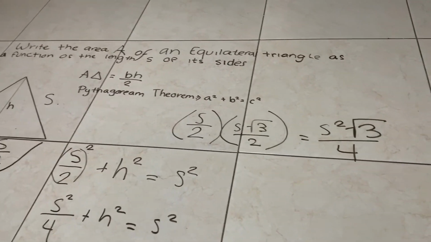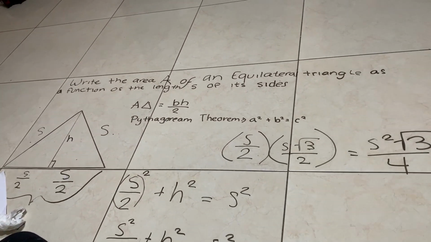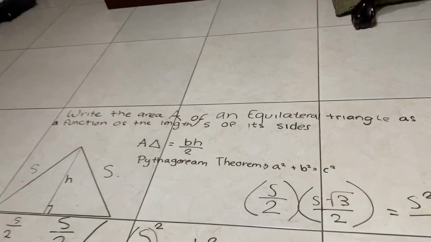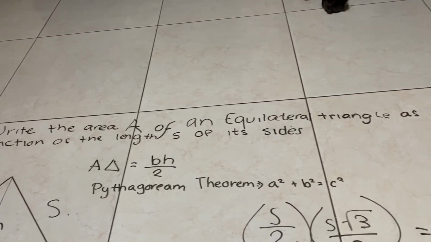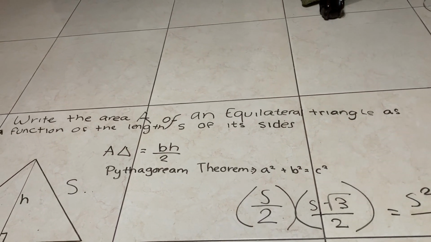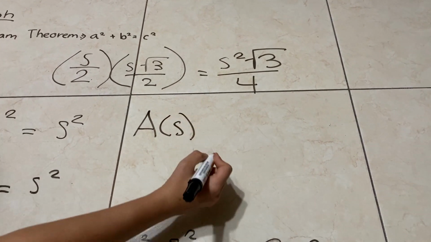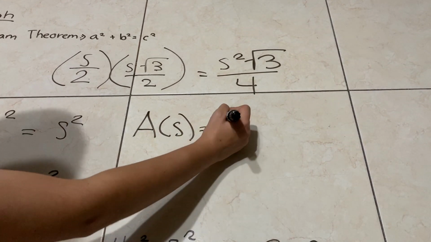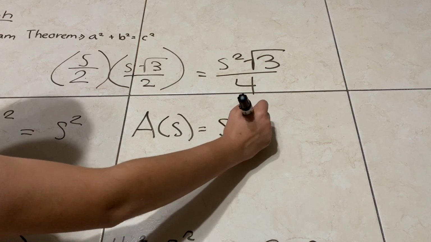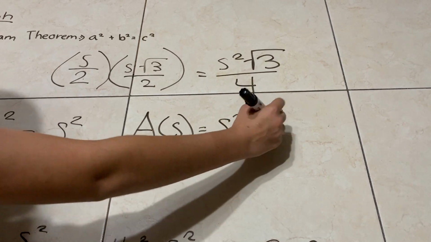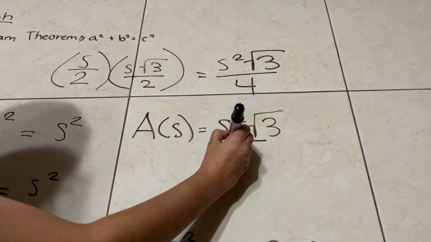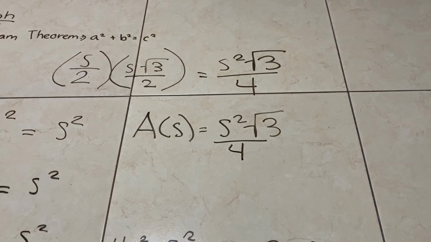So this is where we answer the problem. Write the area A of an equilateral triangle as a function of the length S of its sides. So then our function is A is equal to S squared square root of 3 over 4. Thank you.